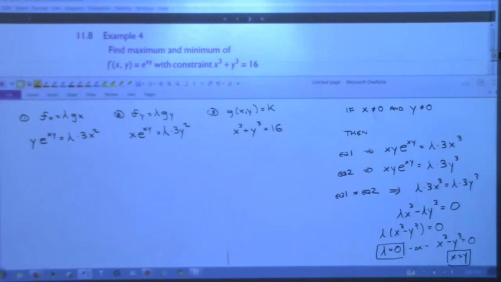Oh, no. What do you mean? You mean if you cancel the lambdas? Remember, this is the whole point. When you have an algebraic expression, if you cancel these, you're promising me at that point that they can't be 0.